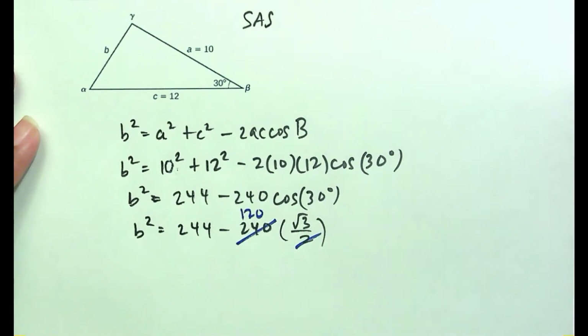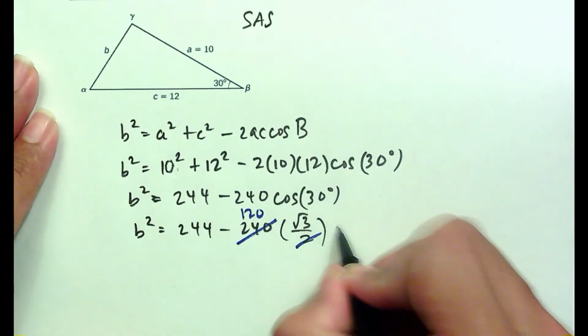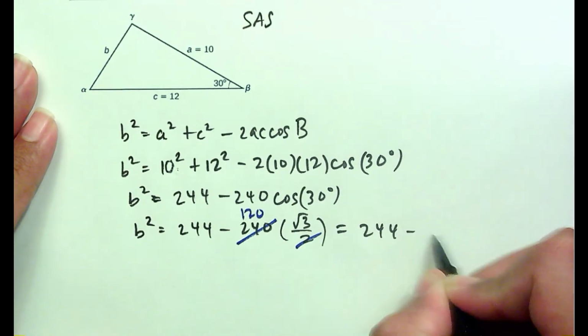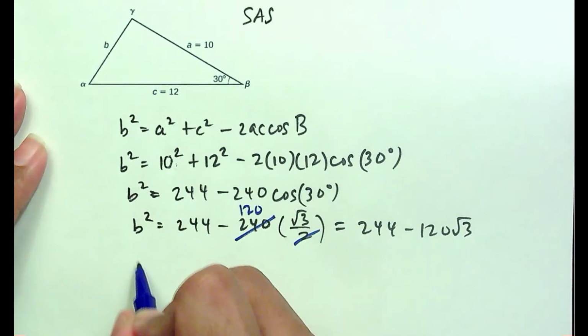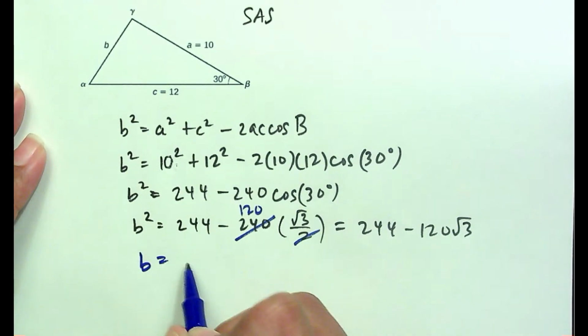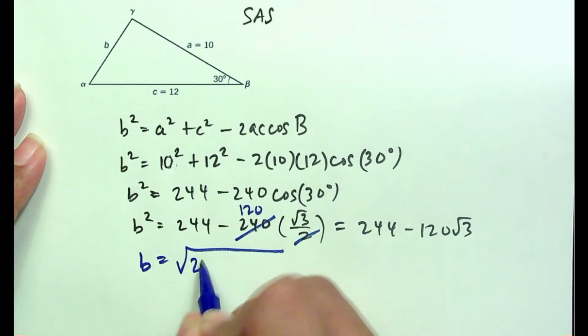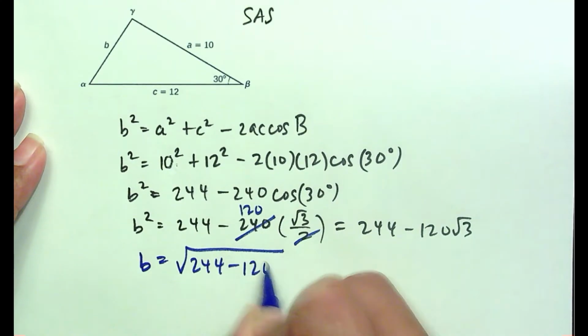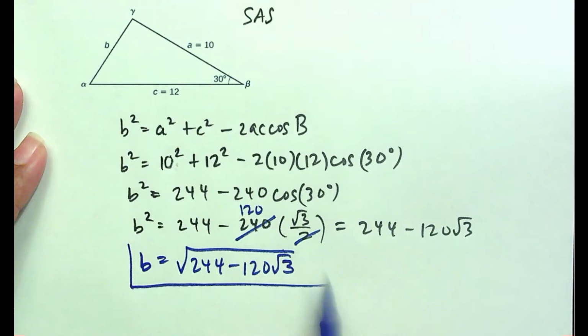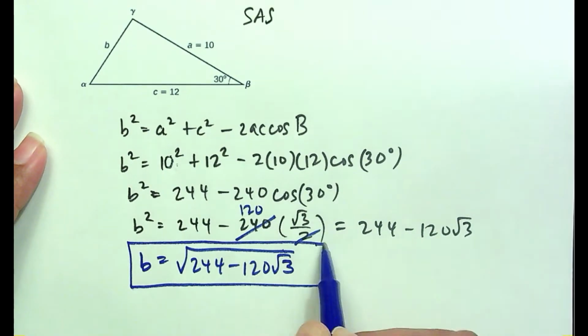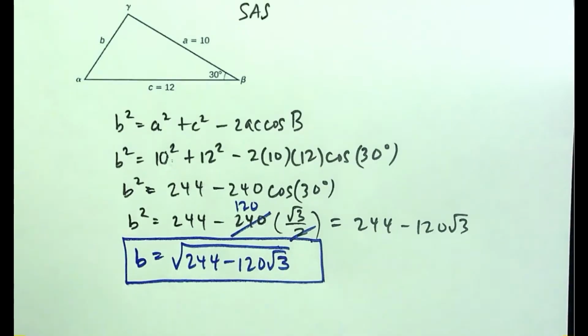So this will be 120, canceling a 2. And now, taking square root on both sides, we get b equals the square root of 244 minus 120 square root of 3. And that would be an exact answer if that's what you were looking for. You can always give exact answers when one of the angles is a special angle.